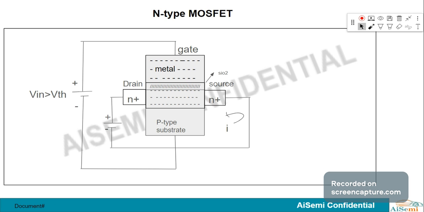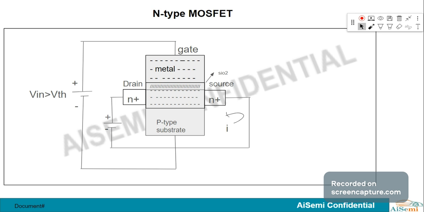This is the N-type semiconductor. Why? Here I am taking a p-type substrate, and I am doping N plus channels.